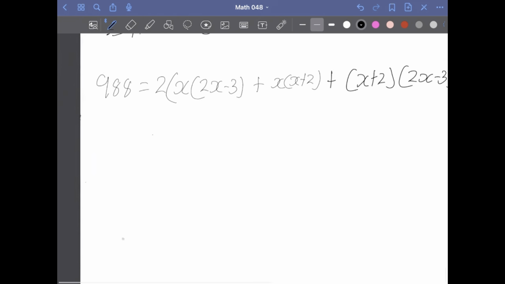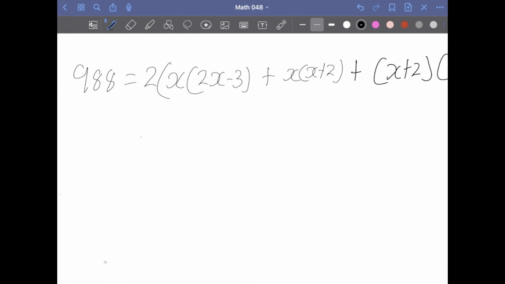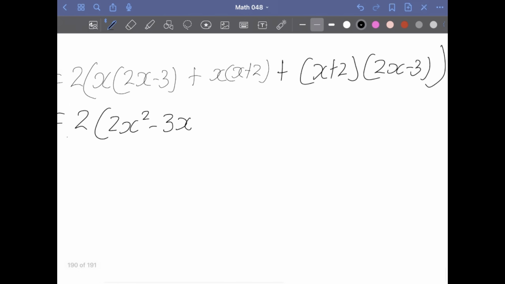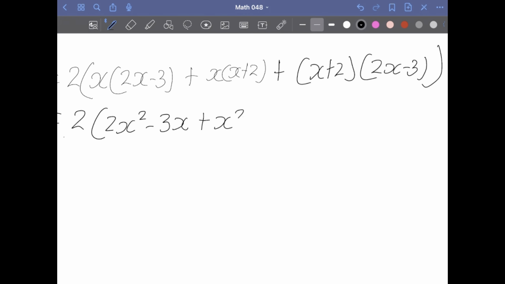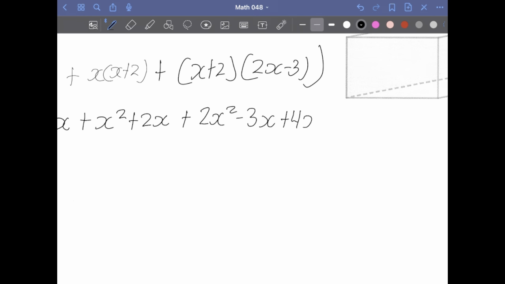So now we have to do a lot of work here. That's 988 is equal to 2 times. x times 2x is 2x squared. x times minus 3 is minus 3x. x times x is x squared. x times 2 is 2x. x times 2x is 2x squared. x times minus 3 is minus 3x. 2 times 2x is 4x. 2 times 3 is negative 6.